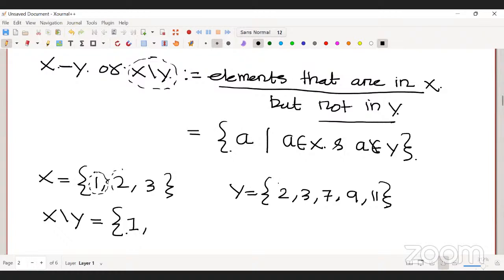And what about 2? 2 is in x, but at the same time 2 is also in y. So I cannot say that 2 is a member of x difference y, because 2 doesn't satisfy the condition. 2 is in x but it's not in y, that condition is not true. 2 is in x as well as in y, so 2 cannot be an element of x difference y. Similarly, 3 is in x as well as in y, so 3 cannot be an element of x difference y. So x difference y is nothing but 1.